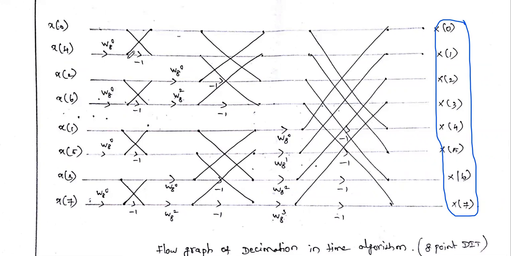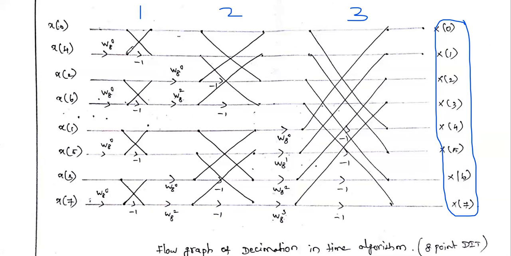Okay, and the next one: in an 8-point butterfly there are 3 stages available. This is the first stage, this is the second stage, and this is the third stage. Okay, in each stage the number of butterflies is 4.